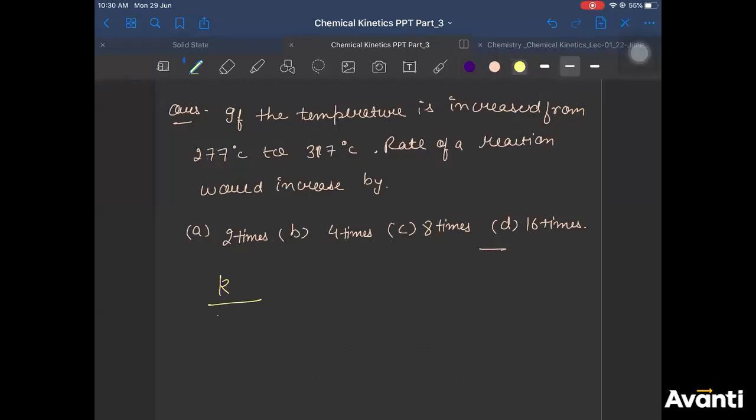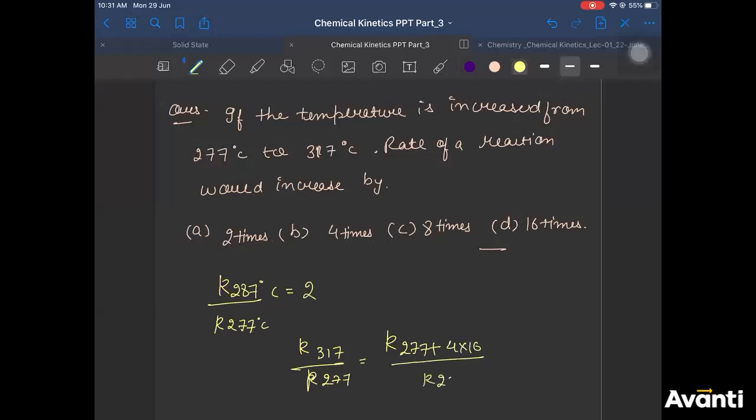So if K is 277 degrees Celsius, right? We said if it is increased by 10, that means if it is 287 degrees Celsius, with 10 degrees Celsius increase, it becomes 2 times, correct? But you are increasing it by how much? 317, not 287. So 317 can be written as 277 plus 40. That means 4 into 10.